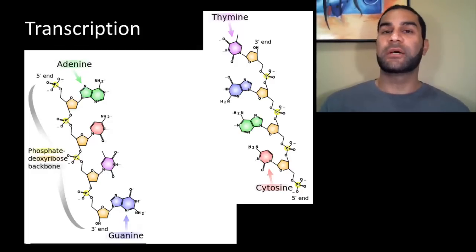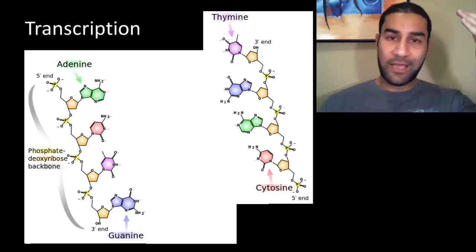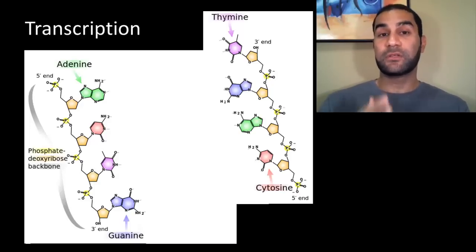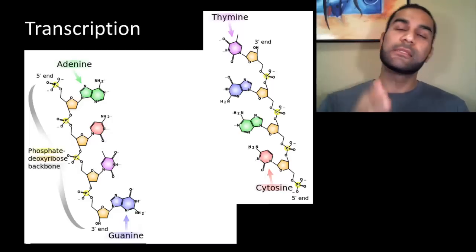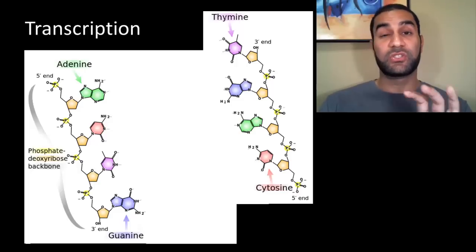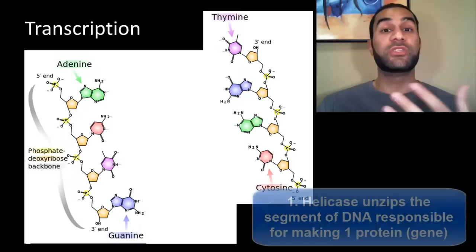However, when we're talking about transcription, the goal is just one step at a time. There's no need to copy the whole DNA line every single time because the goal here is just to make one particular protein. So when we talk about this first step with DNA helicase, even though it's the same basic process, it doesn't unzip the entire DNA. Instead, it just unzips a certain section, just enough for that particular protein, which means it'll only unzip one gene.